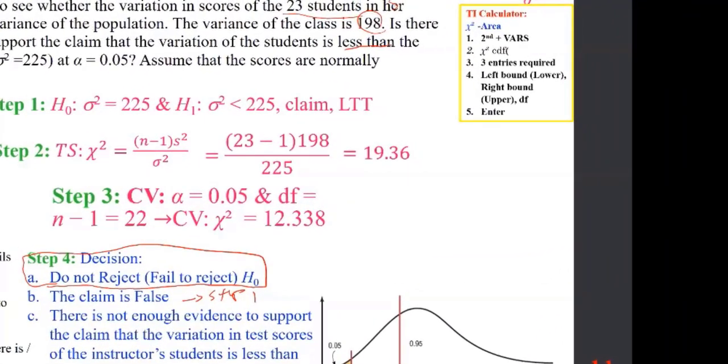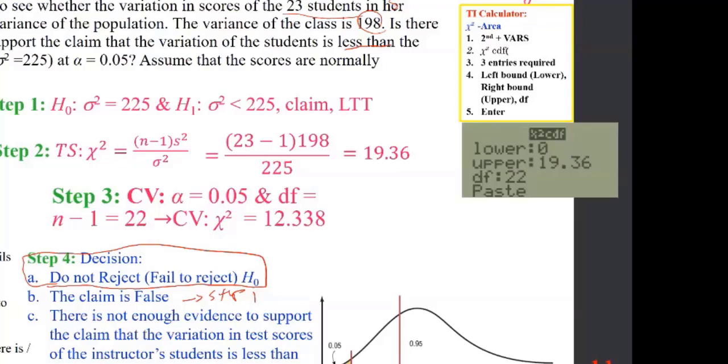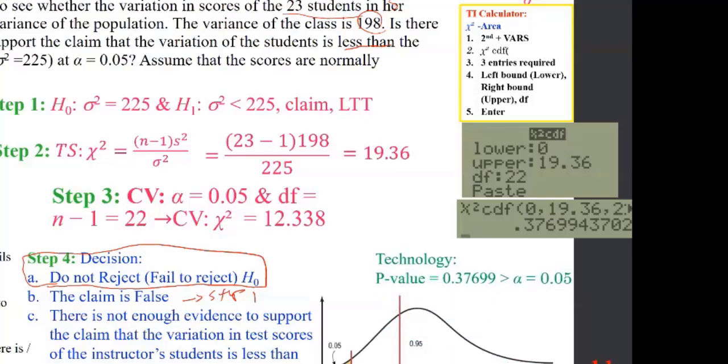You can go to second variables, chi-squared CDF, and you put 3 entries, the left bound, right bound, and so forth. So the lower bound, and that can give you 0.37994. What does it mean? This is your p-value. If you go this route, you're calculating the p-value, chi-squared CDF, and what you put as your upper value is your test statistic.